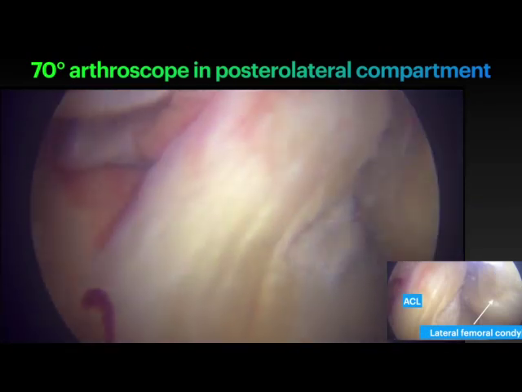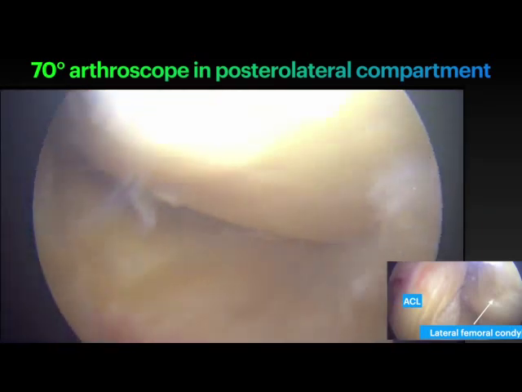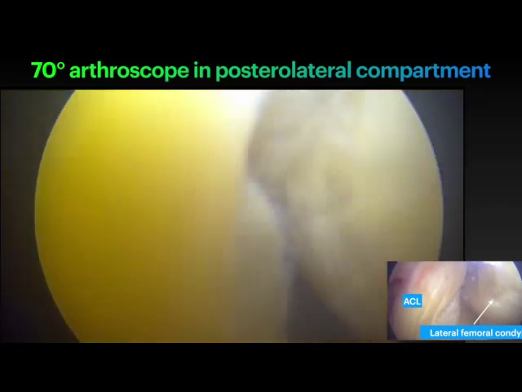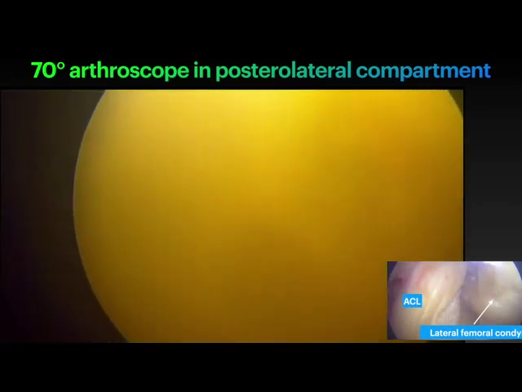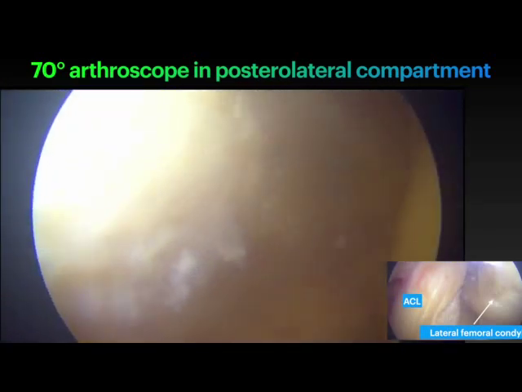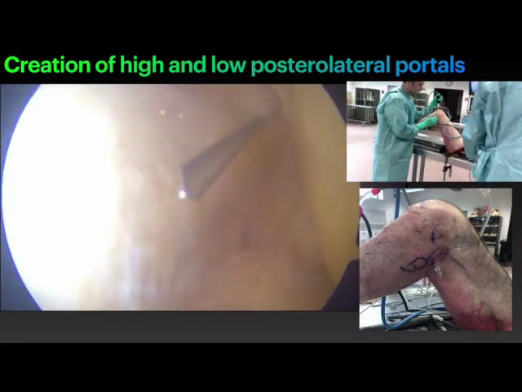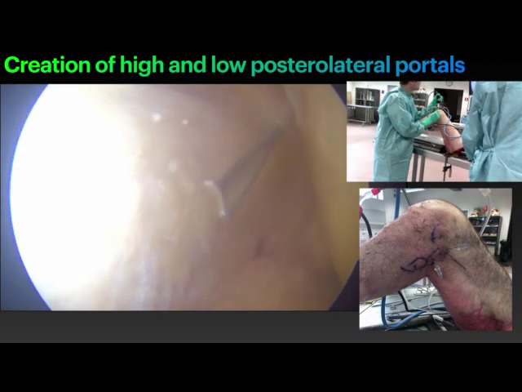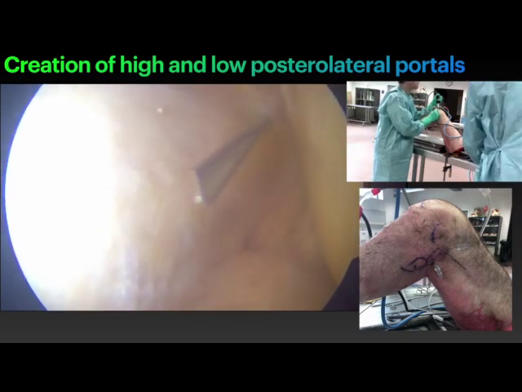We then utilize a 70-degree arthroscope in the anteromedial portal and we establish a view of the posterolateral compartment of the knee utilizing a Gilchrist maneuver. With a clear view of the lateral femoral condyle, the popliteus tendon, the lateral meniscus and the posterior capsule, we create a high and a low posterolateral portal.